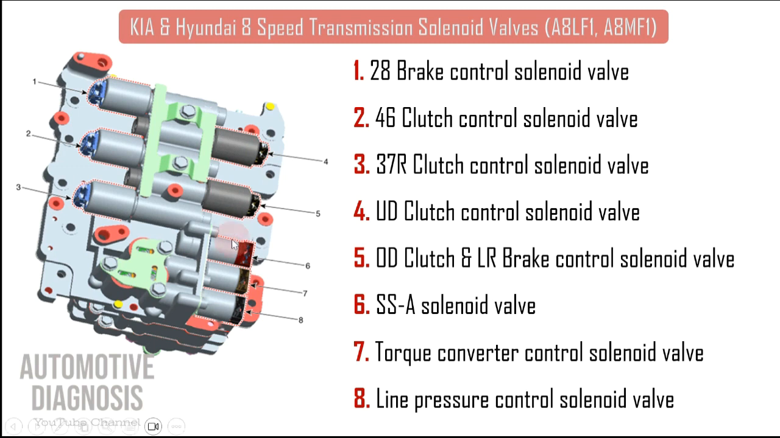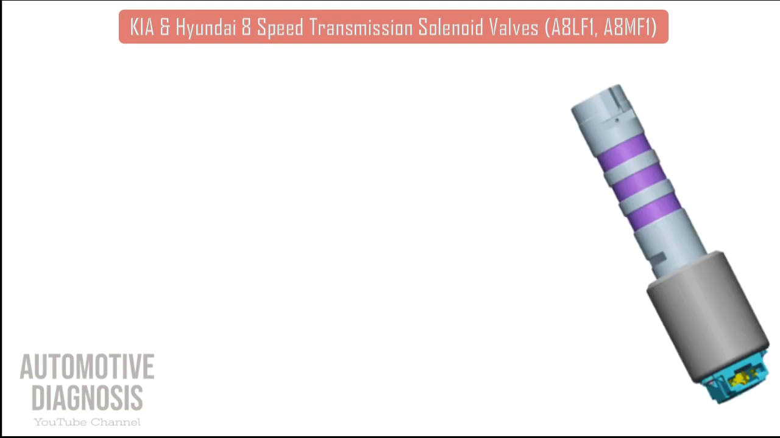We have another 3 solenoid valves in here. As you see, they are all listed here: SSA solenoid valve, torque converter, and line pressure control valve. All these solenoid valves are not exactly like each other. They have different resistance, and they have different values in the scan tool if you are trying to check them there. So we know the location right now. We need to go to the next step to see how we can test them.